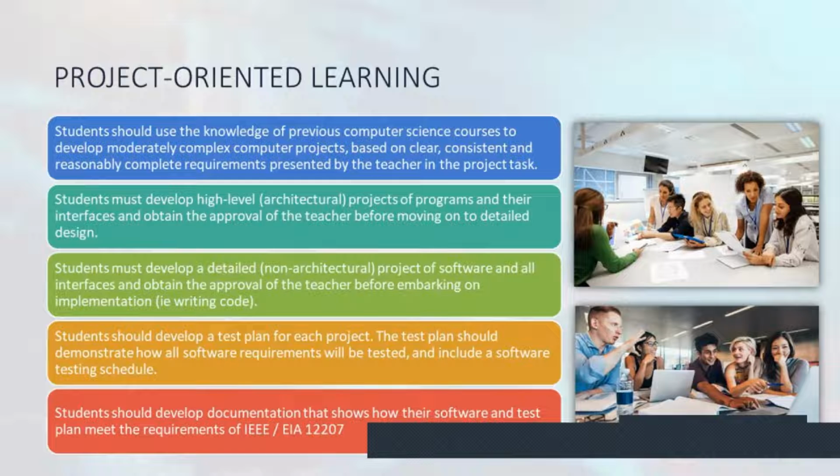Students must develop high-level architectural designs of programs and their interfaces and obtain the approval of the teacher before moving on to detailed design. Students must demonstrate that all requirements for the project assessment have been allocated to specific parts of the architectural design. Students must develop a detailed non-architectural design of software and all interfaces and obtain the approval of the teacher before embarking on implementation. Students should develop a test plan for each project. The test plan should demonstrate how all software requirements will be tested and include a software testing schedule. Students should develop documentation that shows how their software and test plan meet the requirements of standards.